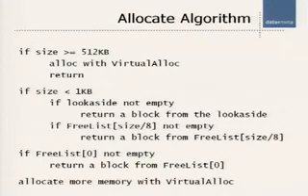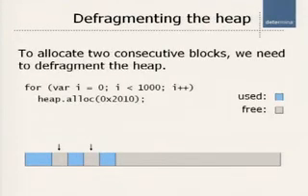So the allocate algorithm works pretty much the same way, but in reverse. Blocks larger than 512 get allocated directly from the kernel with virtual alloc. The smaller blocks get allocated from the look-aside if it's not empty. If it is empty, then we go and look at the free list. And finally, if we've used up all the memory and there are just no free blocks anywhere, we just get more memory for the heap using virtual alloc. So here are a few examples of how you actually use these techniques to manipulate the heap in specific ways.